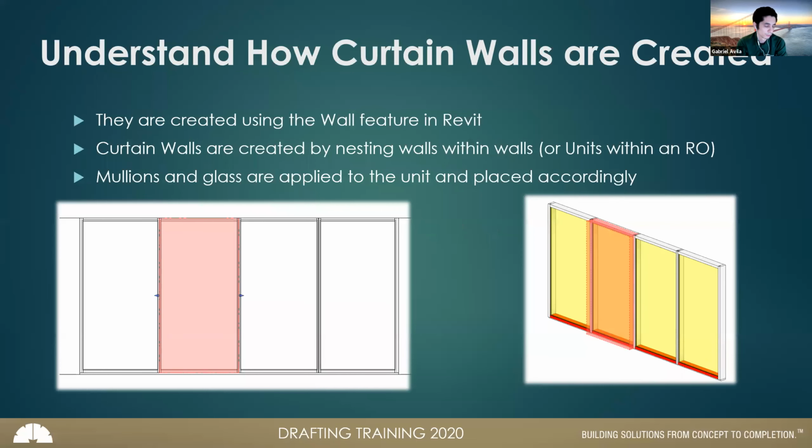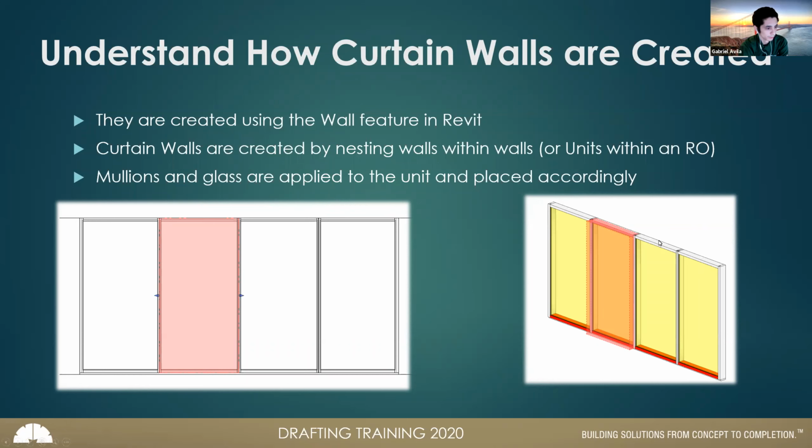First of all, we need to understand how curtain walls are created. With regular curtain walls, we're using the wall feature in Revit. We're creating a wall and using that as our rough opening. So you can see here I have a strip window. I have a rough opening that covers the whole container of the units, and then I nest a wall in that one, and those will be my units.